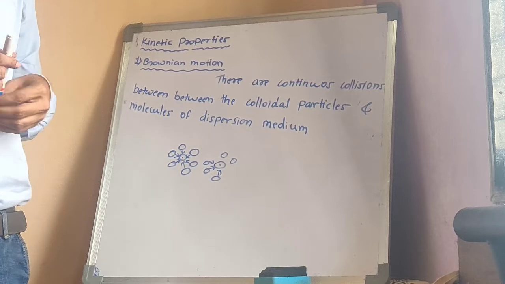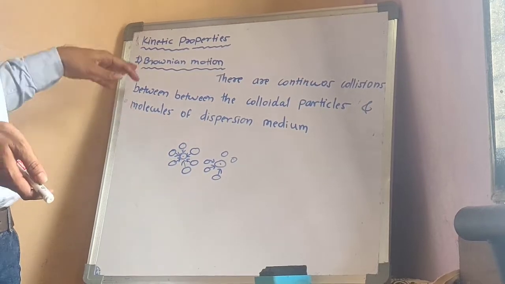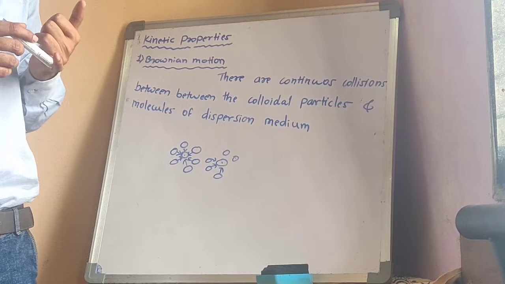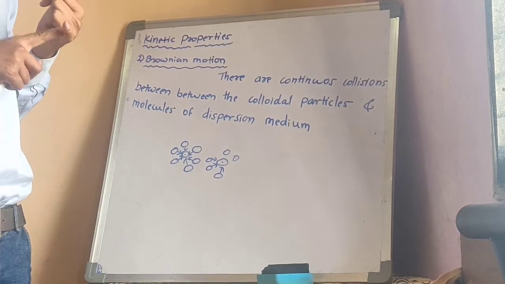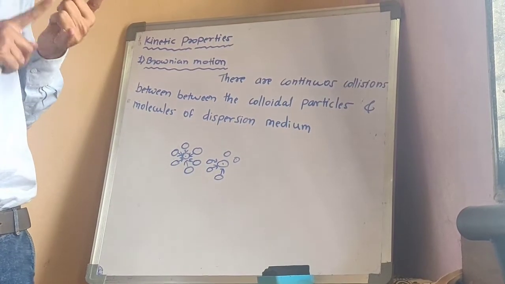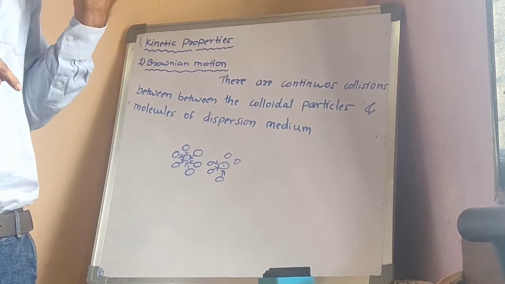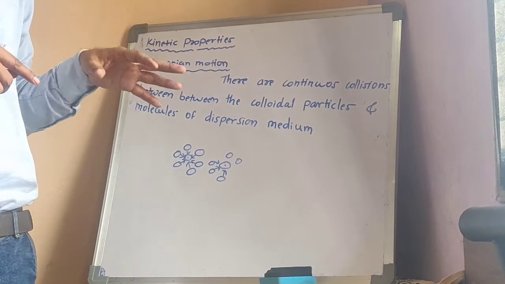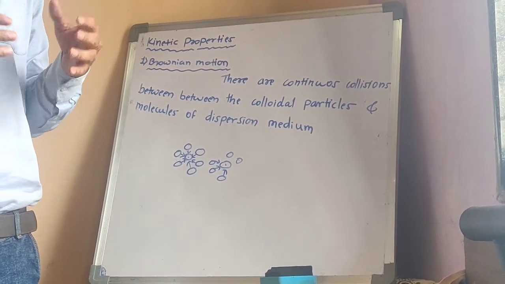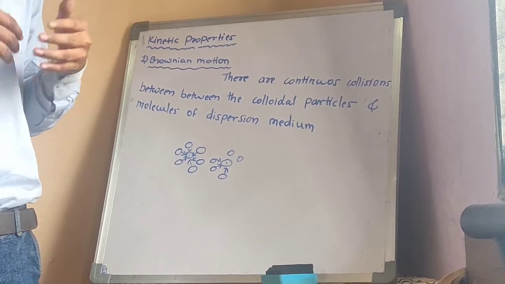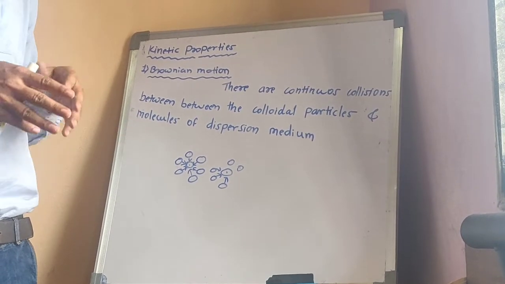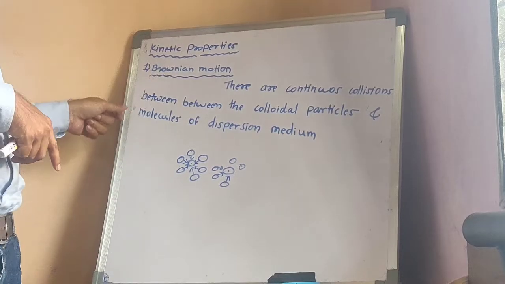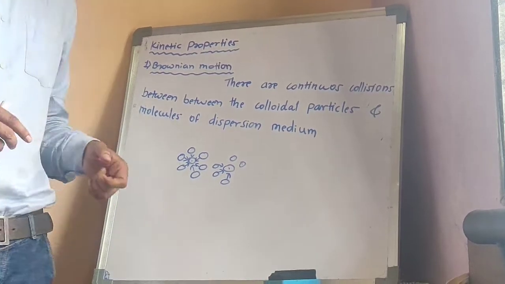In the next lecture we are going to learn several other kinetic properties of colloidal dispersions, for example diffusion, osmosis, viscosity, then electrical properties of colloidal dispersion. In electrical properties, we are going to learn electrophoresis and the electrical double layer. So just take the screenshot.